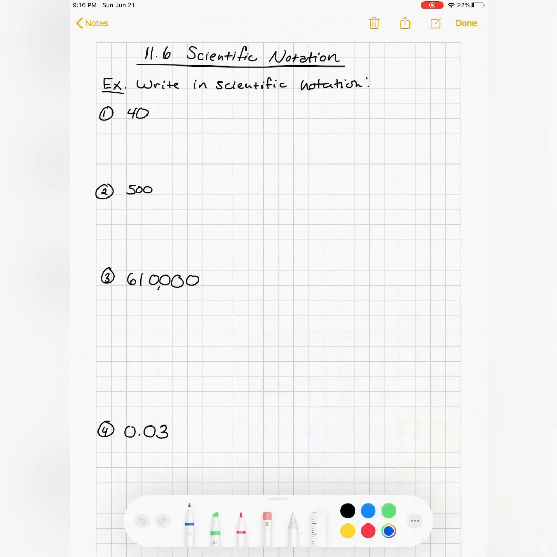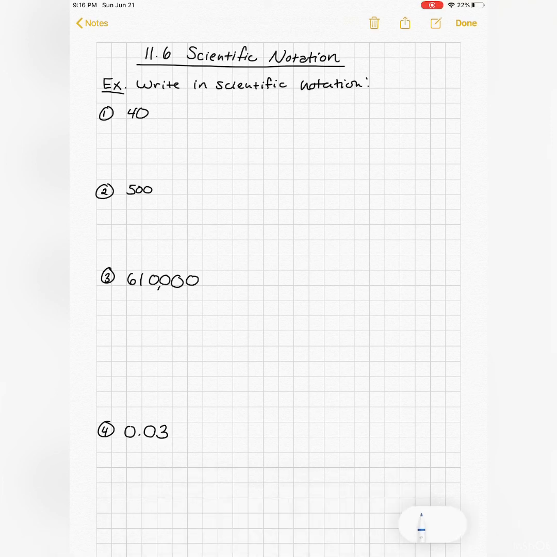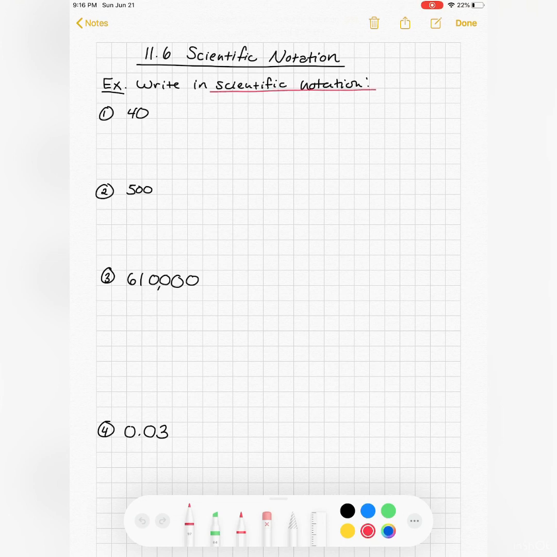All right, so 11.6 looks at scientific notation. This is an application of exponents, and it's really useful in science classes where you may be working with very large or very small numbers. It's a simple way to express those numbers.